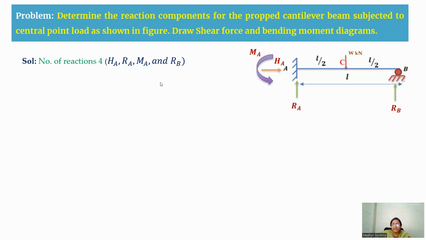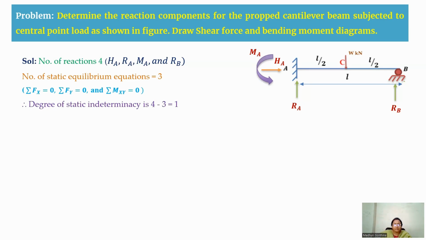Now coming to the next step, we are going to see the number of static equilibrium equations. Those are three. That is, summation of forces in the x direction, summation of forces in the y direction, and moment in that plane equal to 0. So there are three static equilibrium conditions. Now the degree of static indeterminacy is the number of reactions minus the number of static equilibrium equations. Therefore it is 4 minus 3, which is 1.